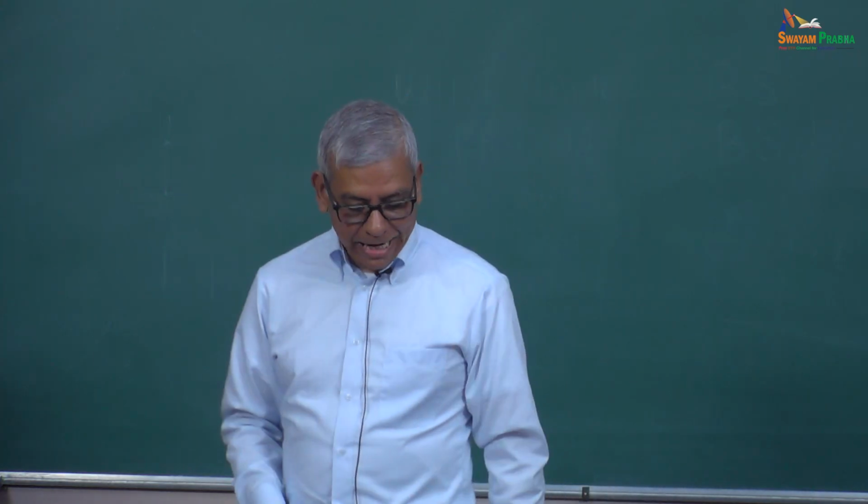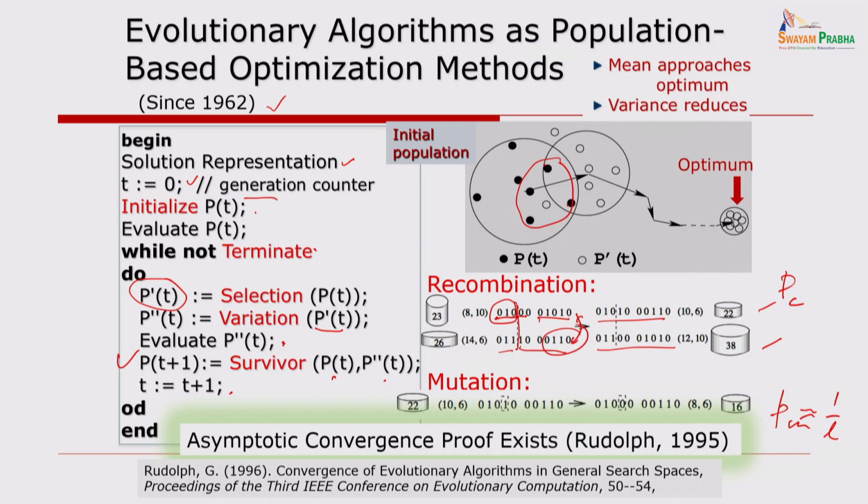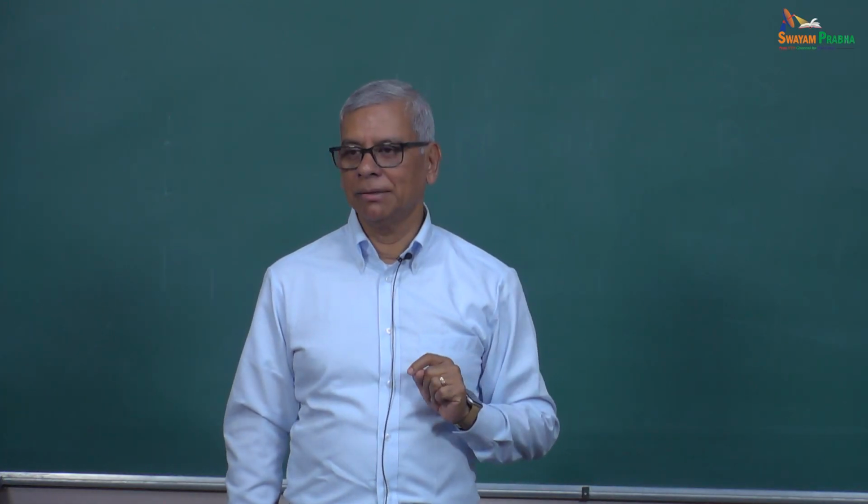Now back in 1995, Gunter Rudolph from University of Dortmund in Germany, he's still active, came up with an asymptotic convergence proof of these algorithms. For him, recombination is not important. For him, mutation is important, and the selection. And there is another thing, this survivor operator, that is important. So he said, if you have these and you keep running this algorithm, eventually you are going to reach the global minima of any function.